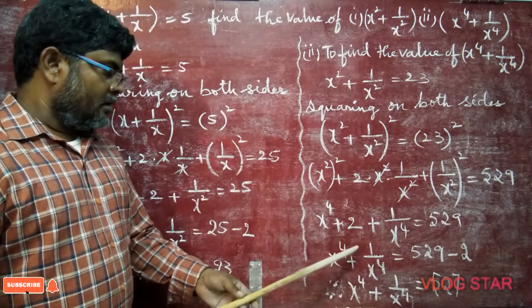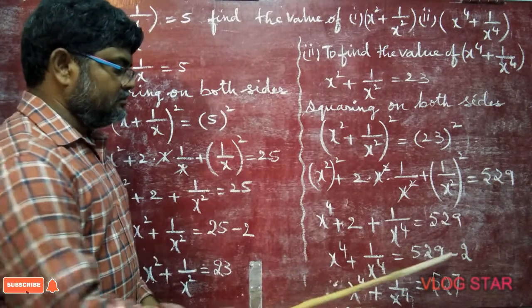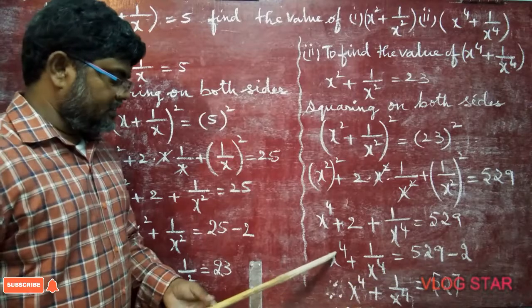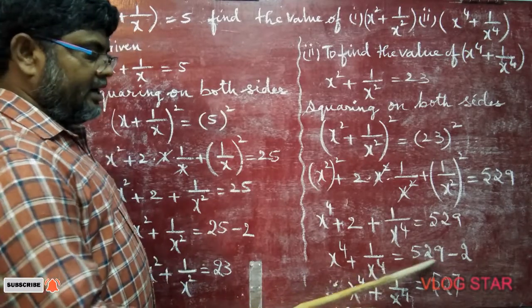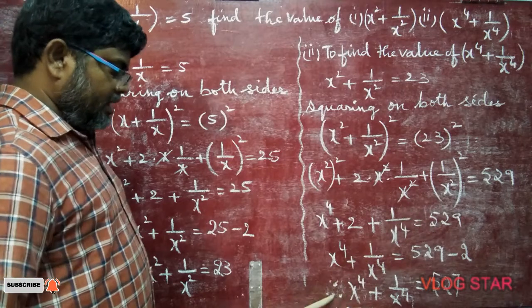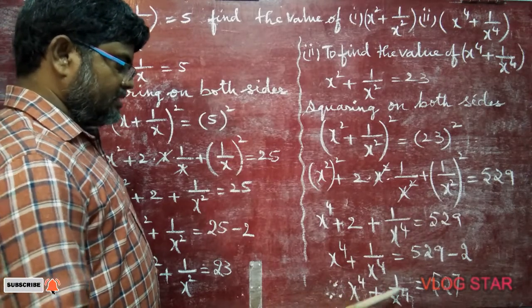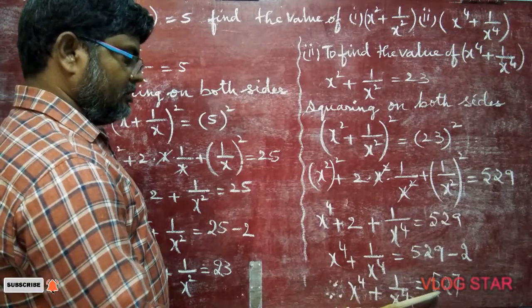Now +2 from the left side goes to the right side as −2. So x⁴ + 1/x⁴ = 529 − 2. Therefore x⁴ + 1/x⁴ = 527.